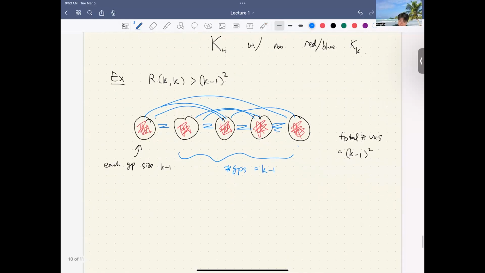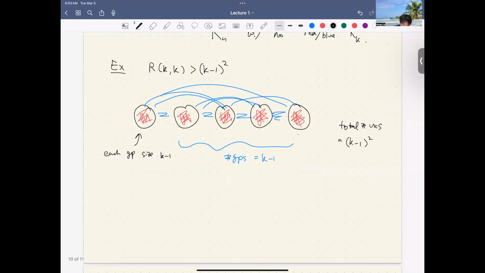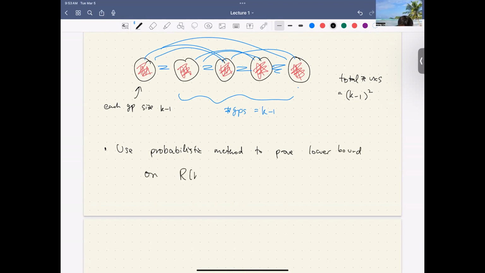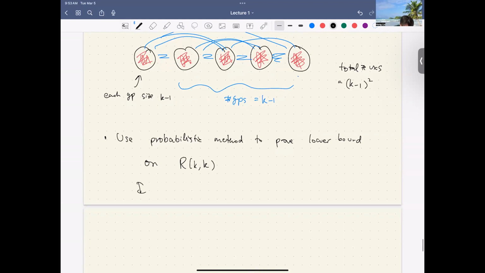Now we're going to prove a theorem. Let me start a new page. Now we will use probabilistic methods to prove a lower bound on R(K,K). And this is an implicit construction, meaning that I just know there exists a coloring, but I don't know how it looks like. Implicit coloring construction.